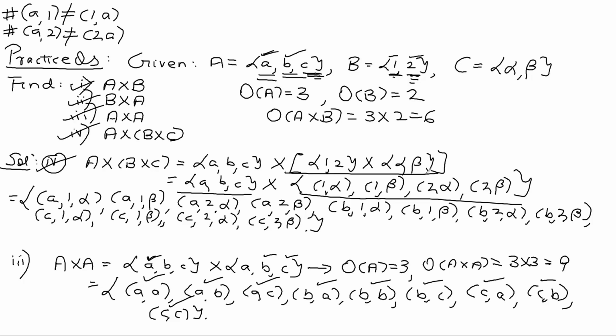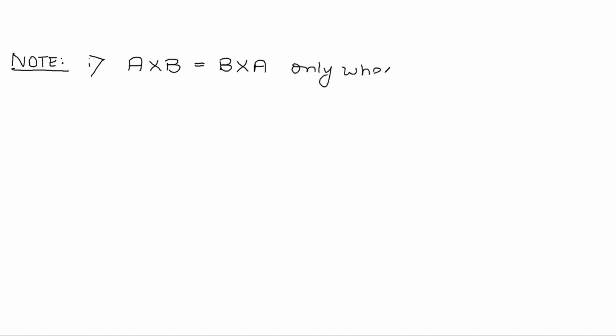Then let's write a note. All students, let's write a note. A cross B will be equal to B cross A when? Only when set A is equal to set B. If A and B are equal sets, A cross B will be equal to B cross A.